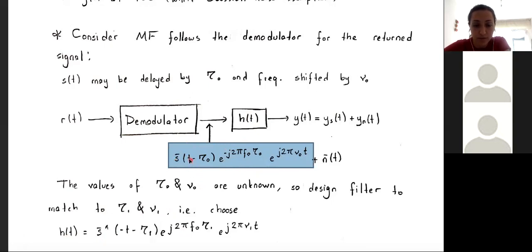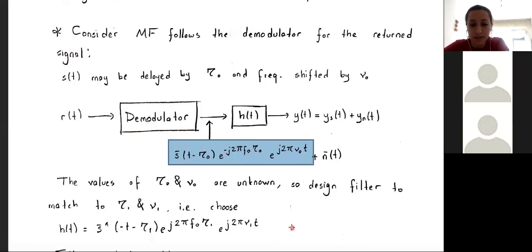So instead of t, we're going to write minus t everywhere. And we're also going to take the conjugate of the signal, so we're going to get a plus here, and this minus will become a plus here. So this is going to be our signal matched filtering response. And because tau 0 is not known, we're just going to use tau 1, and V0 is not known, so we are going to just use V1. So this is, suppose, our matched filter's impulse response.